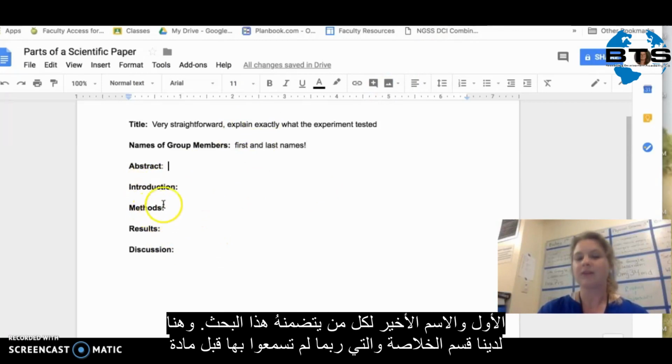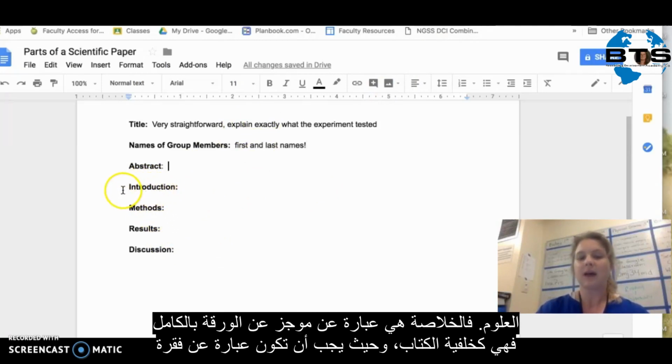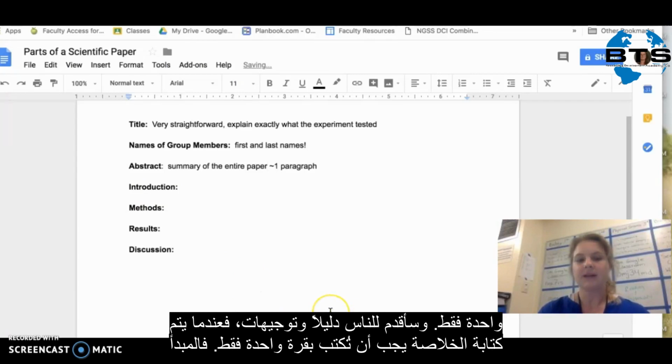The abstract. This is a part you may have not heard of before science class. The abstract is a summary of the entire paper. It's kind of like the back cover of a book, and it should be about one paragraph.